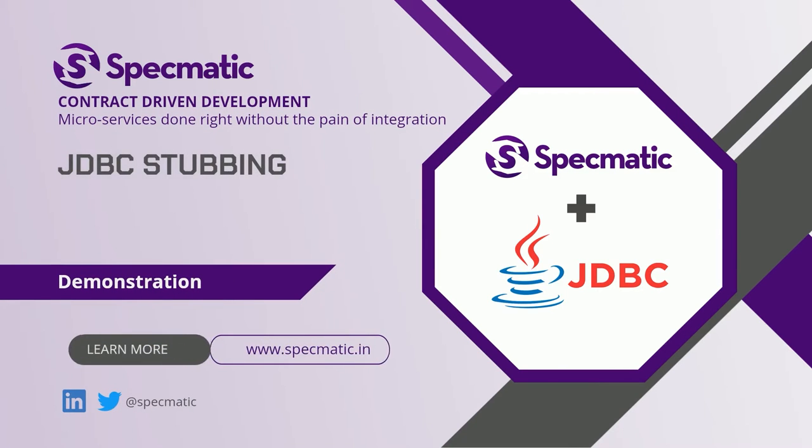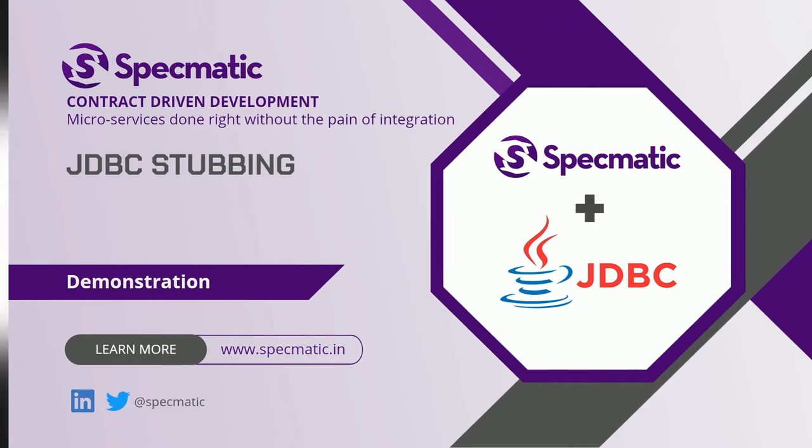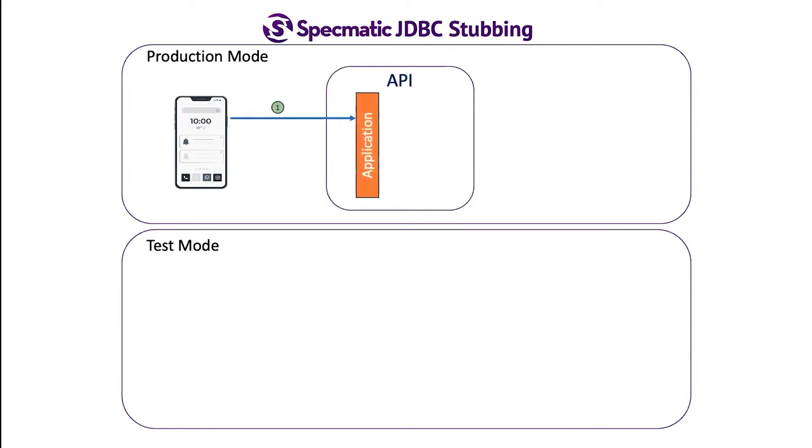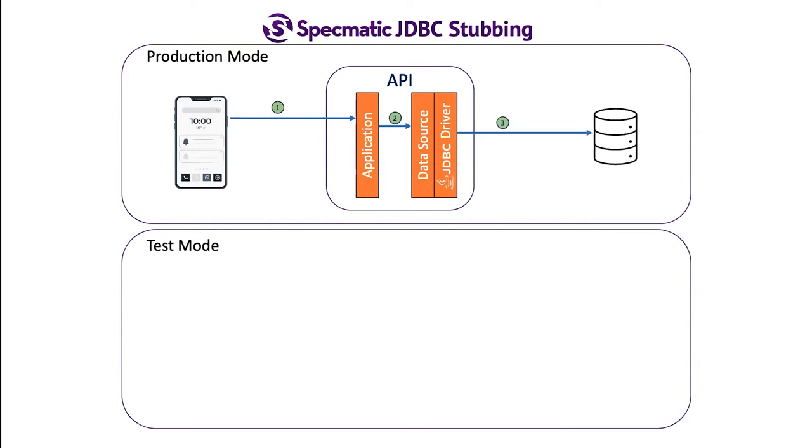Hello and welcome to this demo about how we can stub database dependencies with Specmatic JDBC Stub. In this example, we see a mobile application making a request to a backend API. The application code inside the API in turn calls a data source, which leverages a JDBC driver to communicate with the database instance. Once the data is returned from the database, the results are processed by the application code and returned to the mobile application.